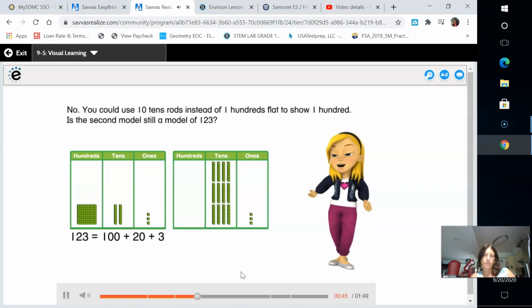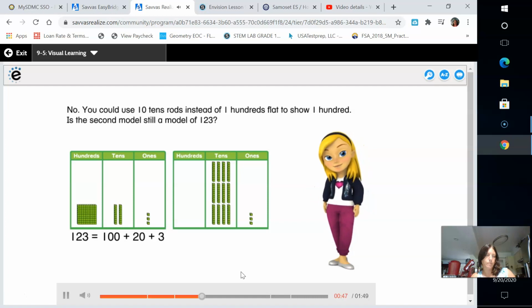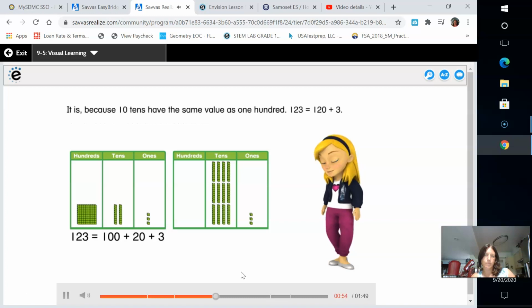You can break apart the 100 to make 10 tens. Is the second model still a model of 123? It is, because 10 tens have the same value as 100. 123 equals 120 plus 3.